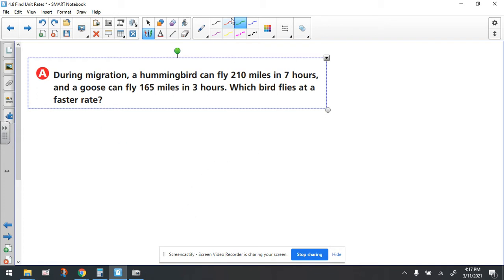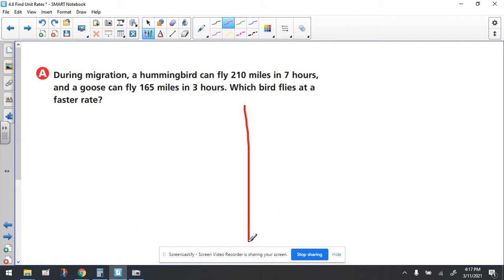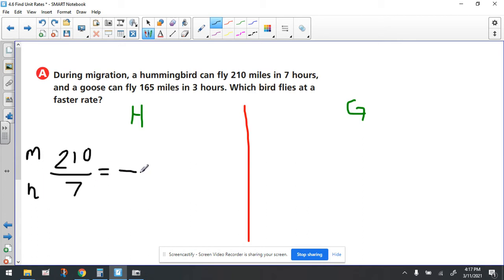All right, so always separate your workspace whenever they give you something like this, because they're talking about 2 different birds. So let's label this side of our workspace for the hummingbird and the other side for the goose. And let's look at the numbers they give us. So the hummingbird, they give us 210 miles in 7 hours. So the units that we're talking about here are miles and hours. So let's throw that on the side. And whenever we're looking for a unit rate, we want to know how far are they going in 1 hour. So what's the miles per 1 hour that the hummingbird is flying?